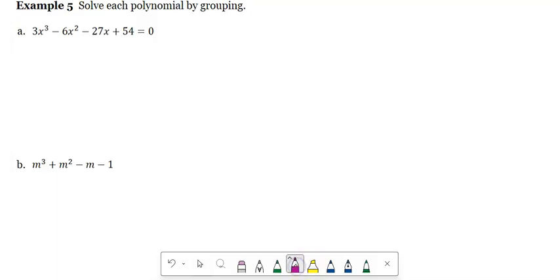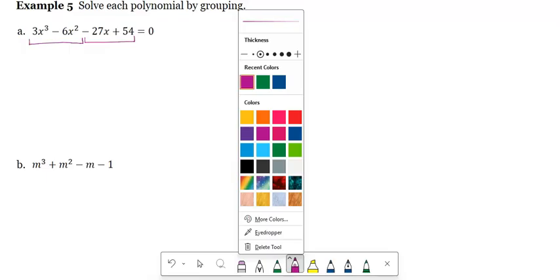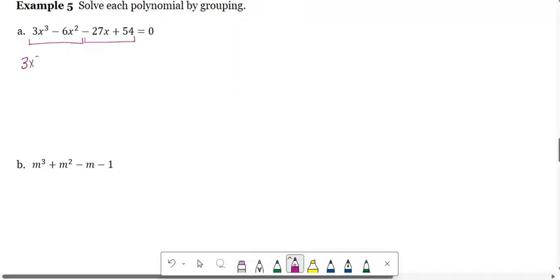So the idea is to group the first 2 terms together, and then group the second 2 terms together, and then factor out the greatest common factor between them. So for the first 2 terms, they both have a 3x squared in common. So I'll put 3x squared on the outside, and I'll be left with x minus 2.